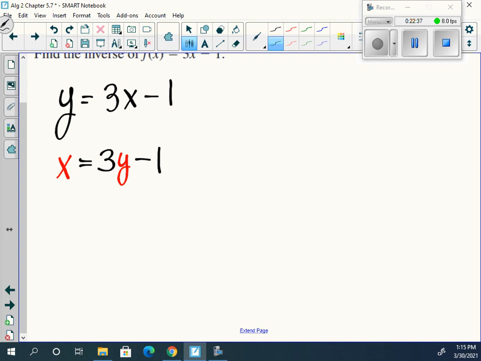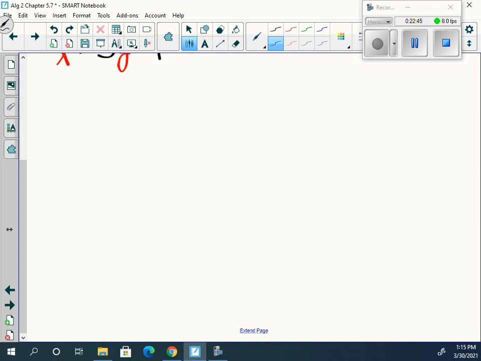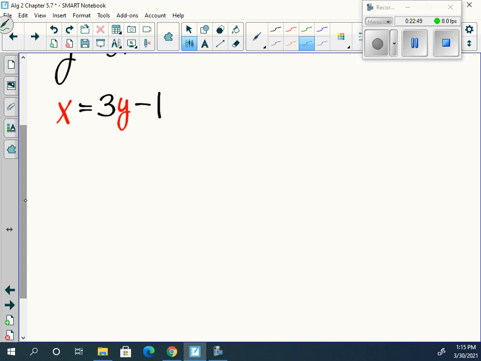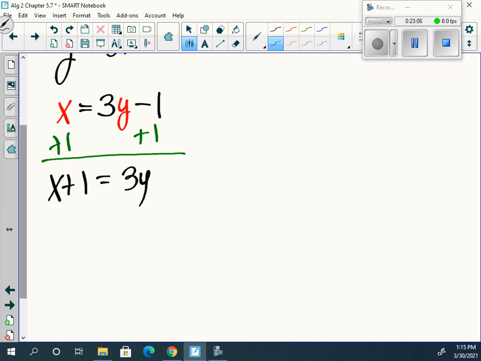We good so far? Hopefully. I mean, we haven't done too much, yes? We only rewrote f of x as y, switched x and y. Okay, get y by itself. So what do we do first? Add 1 to both sides, which would tell us that x plus 1 equals 3y.